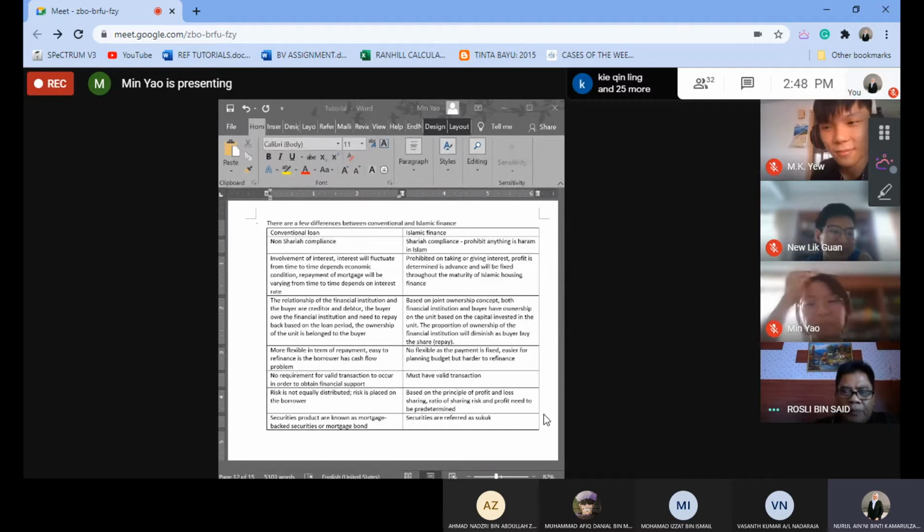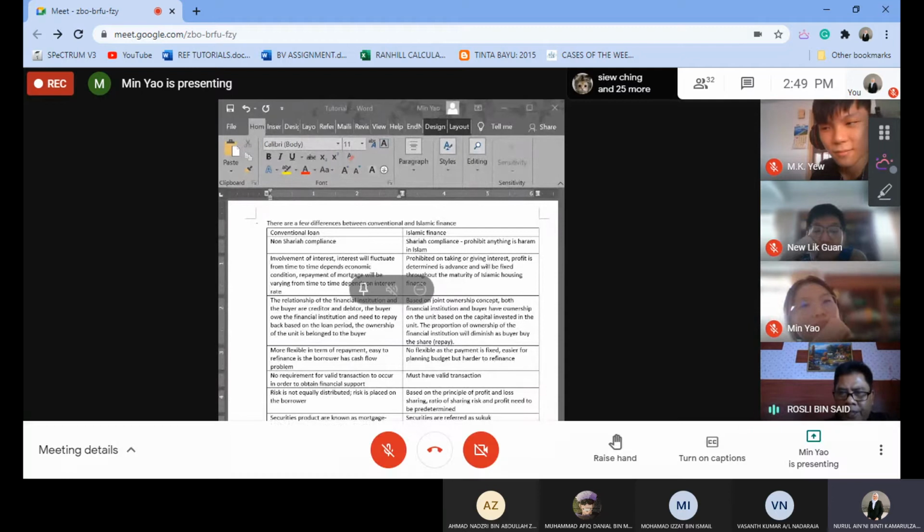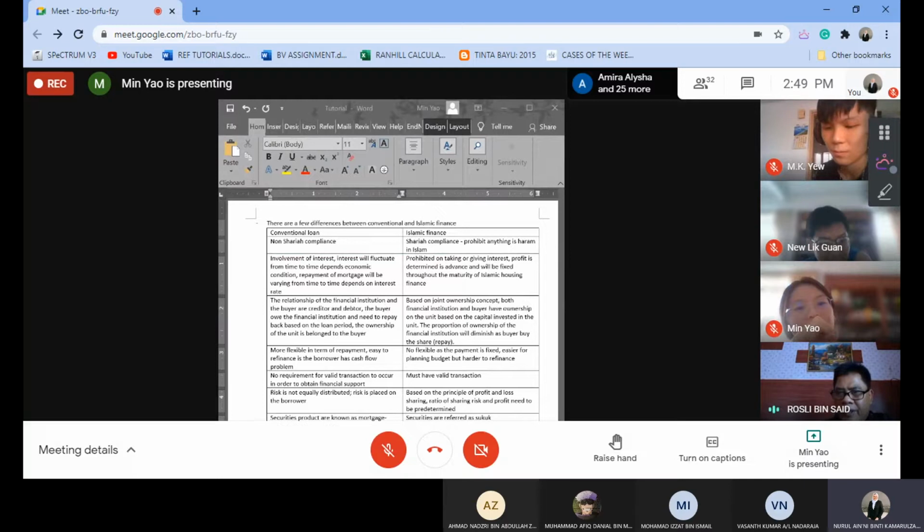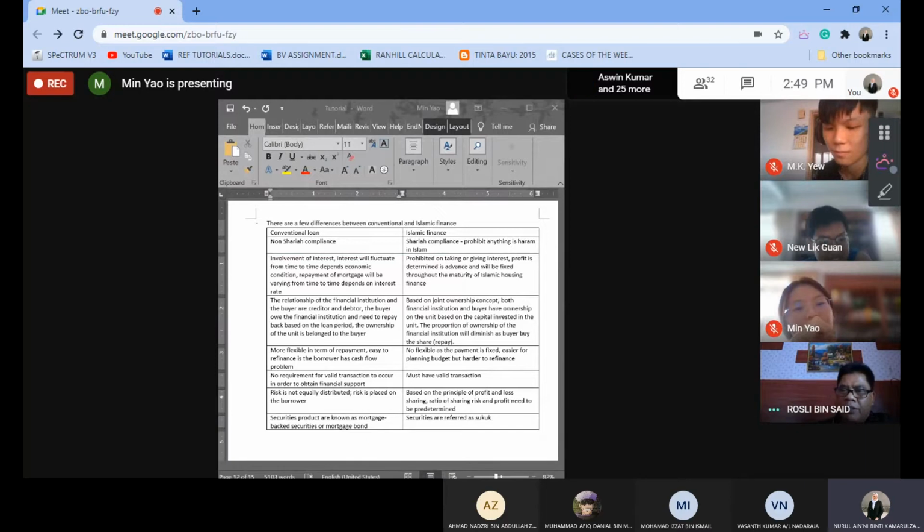Okay, so in conventional finance, we have learned that we have fixed rate mortgage and variable rate mortgage, correct or not? Yeah, during lecture 8. Okay. And then for Islamic finance, we learned that it is fixed in terms of repayment, correct or not? Yes. The only difference is that conventional uses interest rate, Islamic finance uses profit rate. Is it correct? Yes. Okay, now I would like to ask you a question.